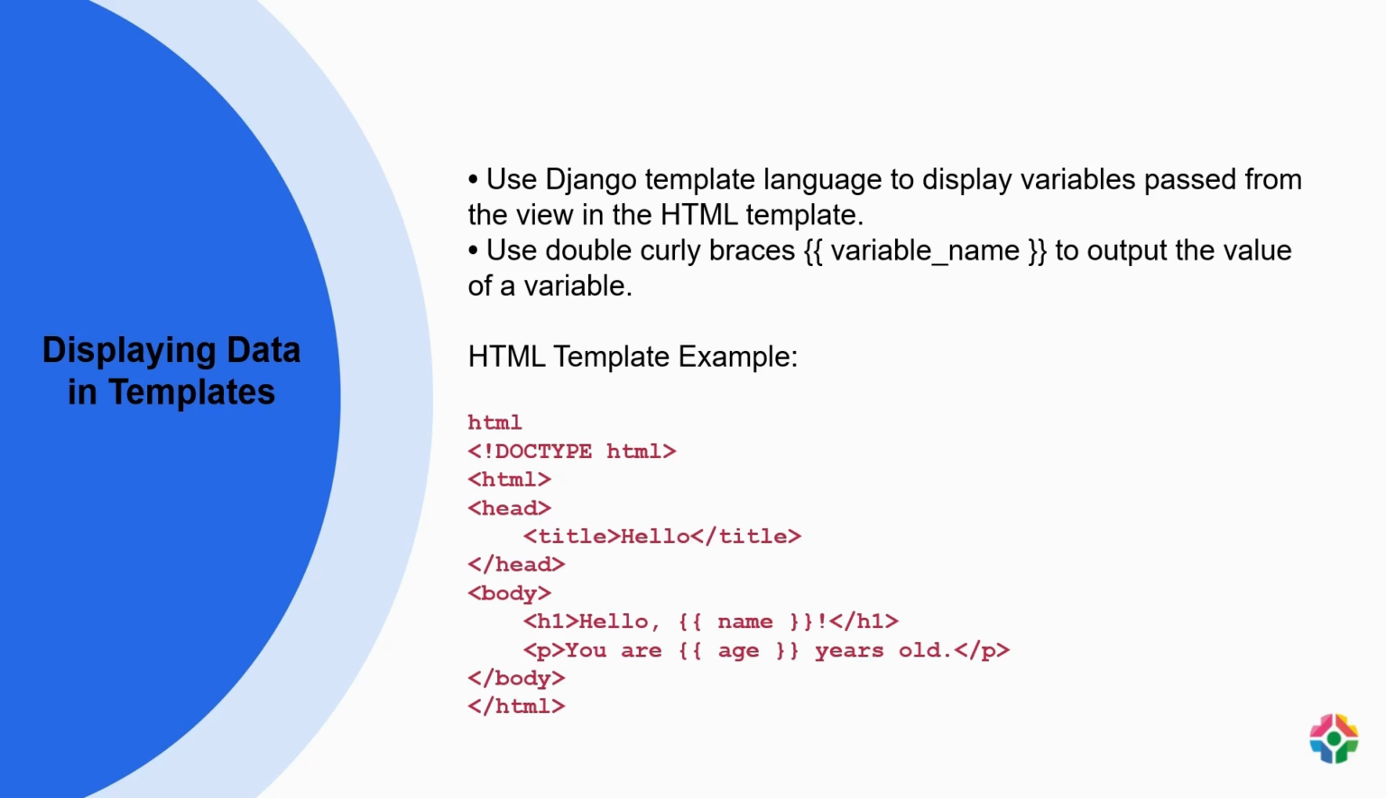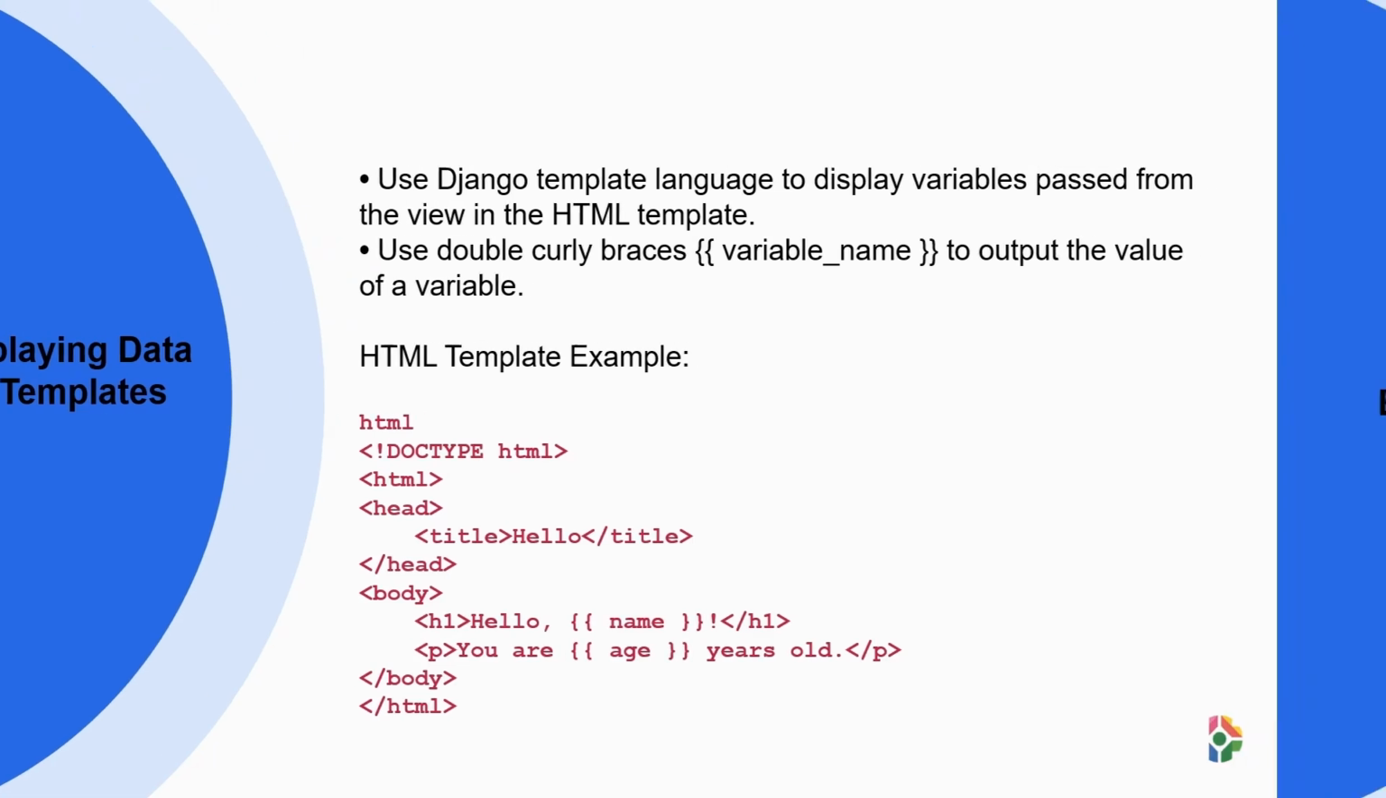By using Django's template language and the double curly braces notation, you can dynamically display variable values in your HTML templates based on the data passed from the view, making your web application more interactive and dynamic.